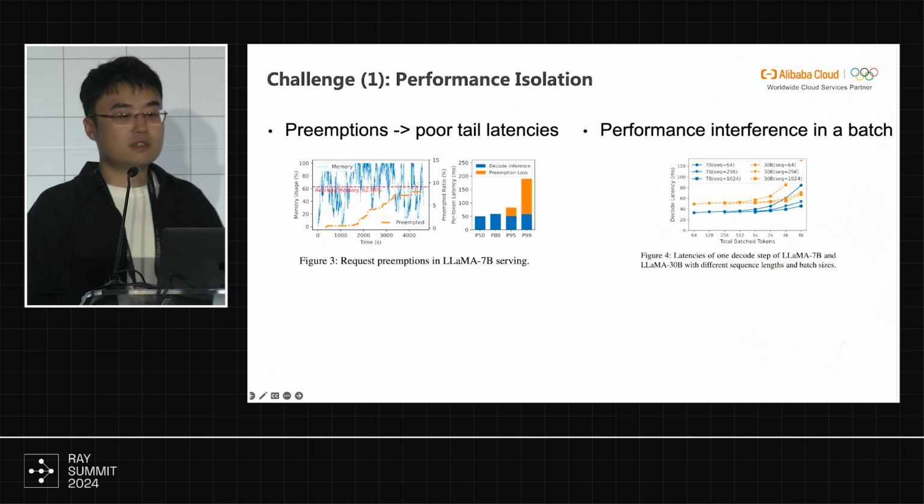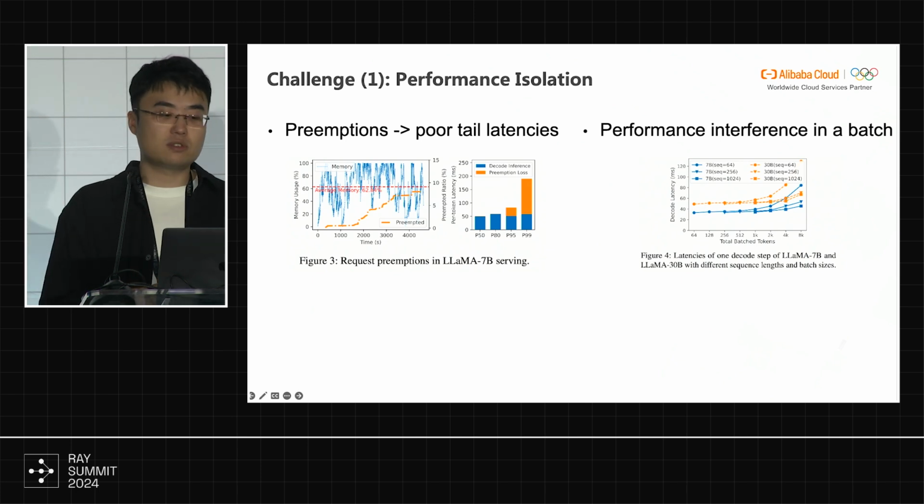These characteristics introduce a series of scheduling challenges that affect the performance and efficiency of online services. The first is the performance isolation. Preemptions are inevitable when you use dynamic memory allocation, and it can lead to poor tail latencies and SLO violations because the preempted requests will have to go through another round of queuing. Even without preemptions, requests in the batch also have performance interference to each other.